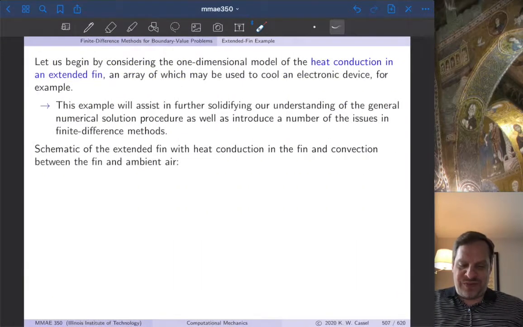Okay, we're going to look at a specific example. It's the extended fin problem, so heat conduction in an extended fin. This is something that might be used to cool electronic devices, such as a computer chip, for example.